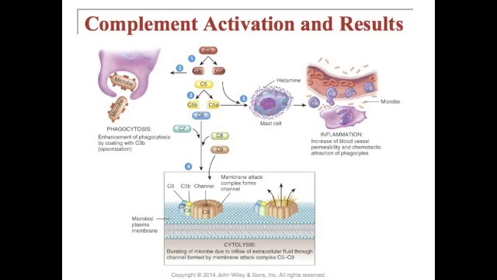And finally, at step 5, C3a and C5a bind to mast cells and cause them to release histamine that increases blood vessel permeability during inflammation. C5a also attracts phagocytes to the site of inflammation, and this is called chemotaxis.